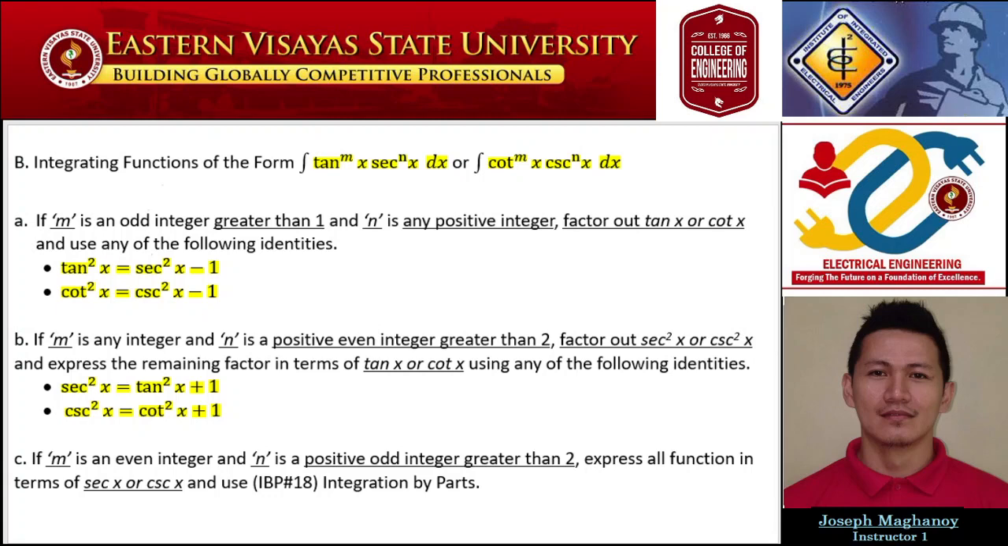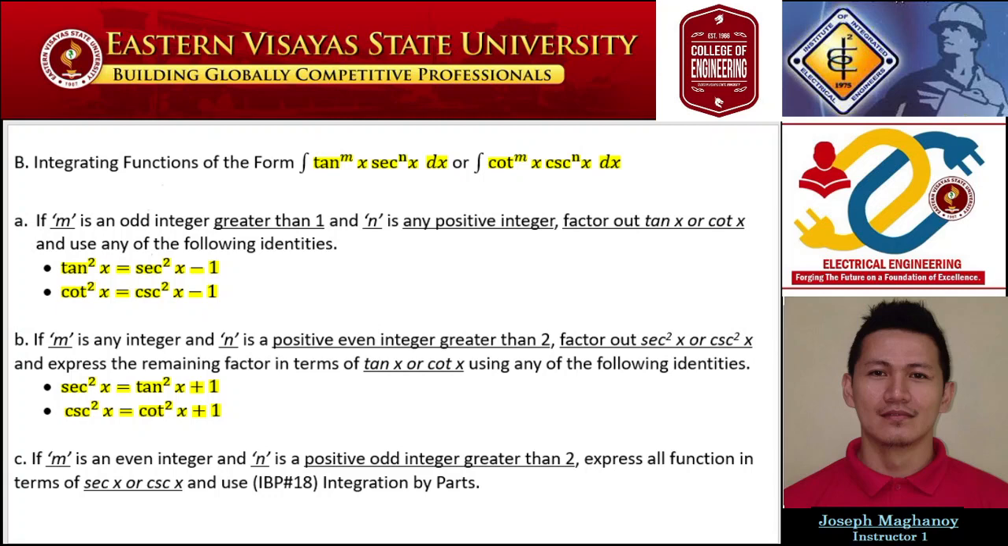So you need to examine first the power or the exponent of your trigonometric function, and you can use the trigonometric identities, condition A. For condition B, if m is an integer and n is a positive even integer greater than 2, you need to factor out secant squared x or cosecant squared x and express the remaining factor in terms of tangent or cotangent x using the same identities.